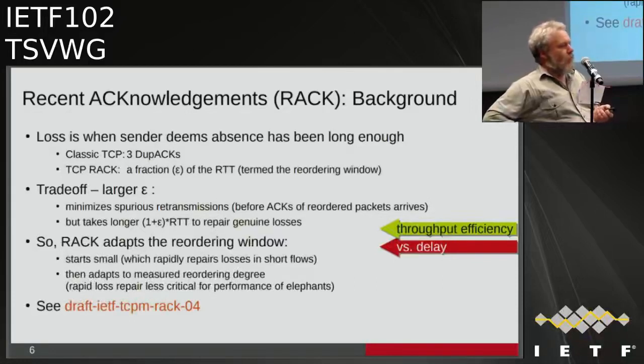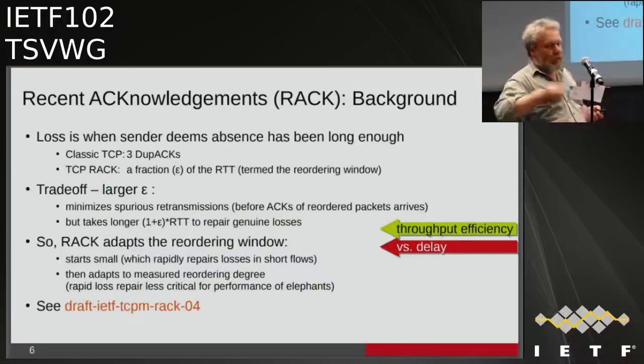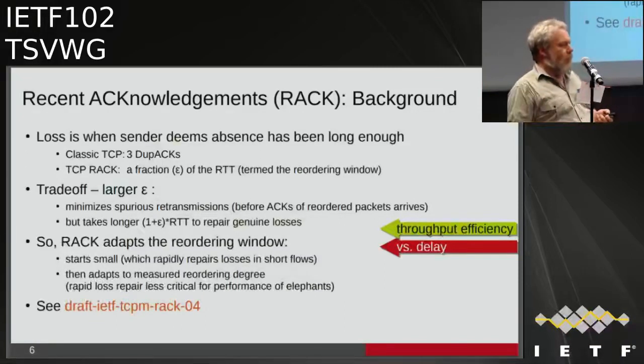Loss normally is only detected at the transport layer, at the end-to-end layer. You can't actually know there was a loss in the network. You can only deem that you think there might have been a loss, because packets are arriving and there's been a hole, but the packet might arrive later. Now, classic TCP uses the 3 DUPACK rule. TCP RACK uses a fraction of the round trip time termed the reordering window. So it arms a timer when the next packet arrives after the gap, and if after that time the packet hasn't appeared, it deems it lost. I've called that epsilon, although it's not called that in their draft because you can't write that in ASCII.